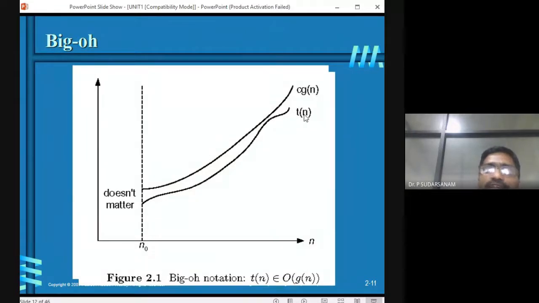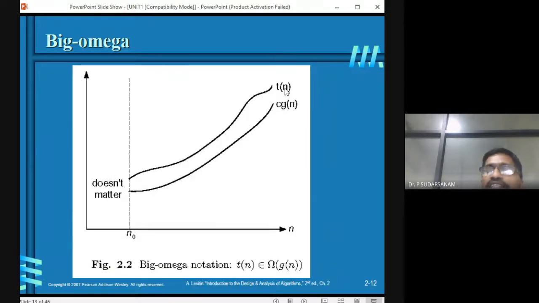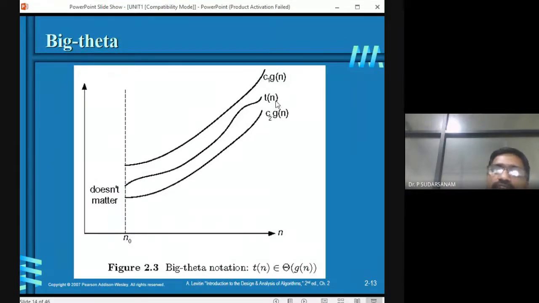The first one you have written is T of n is less than or equal to C into G of n. The second definition is T of n is greater than or equal to C into G of n. Now this is the in-between: C2 G of n is less than or equal to T of n, which is less than or equal to C1 into G of n. T of n is one function, and you have to write it in between, one less than and one greater than. This is called the big theta definition.